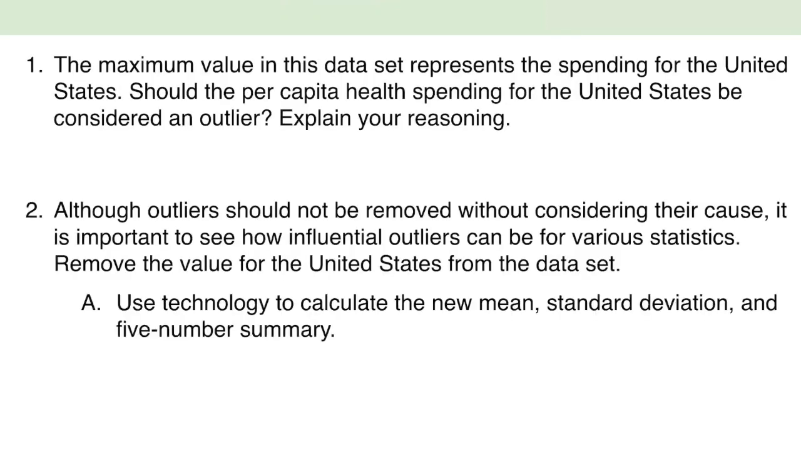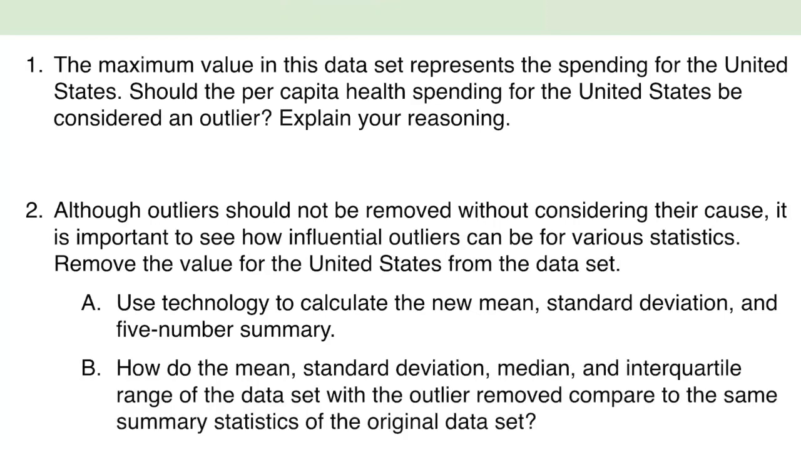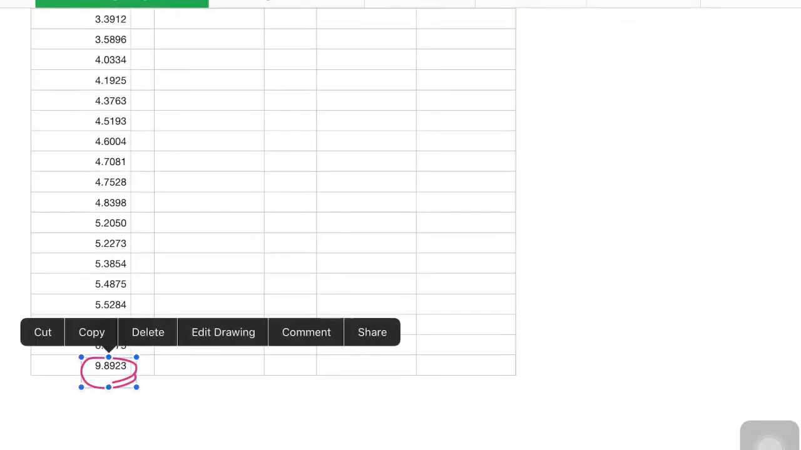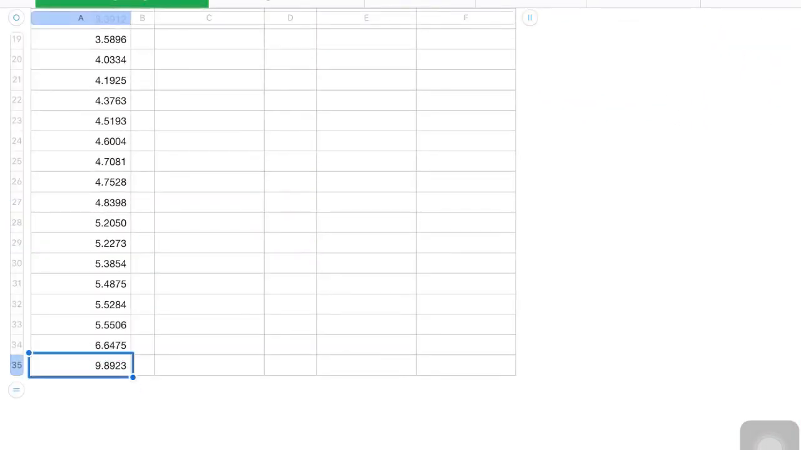Going back to your book, number 2, it says to remove the value for the United States from the data set and then basically see what happens to your standard deviation, median, and interquartile range. So if we go back and do that, I'll delete that too. Delete this.